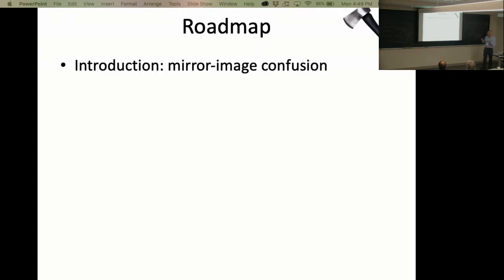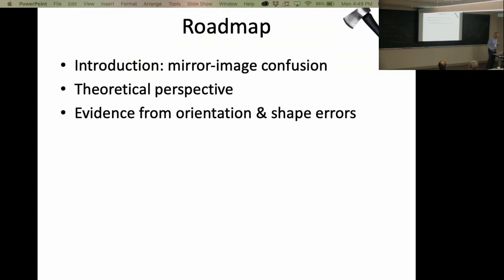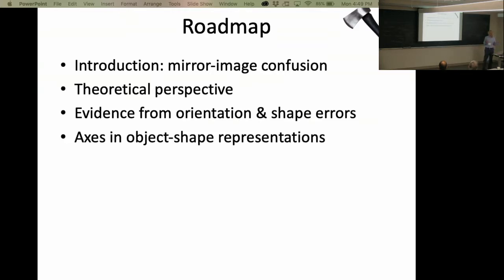So here's how I'm going to try to proceed. First, I'm going to introduce the topic by talking about the notion of mirror image confusion, because this is going to turn out to be central to the evidence that I'm going to talk about. And then I'll lay out the theoretical perspective I mentioned a moment ago and talk about evidence from orientation and shape errors. And finally, I'm going to look a little bit at how the visual system assigns axes to object shape representations. You can see I'm going to touch on a lot of the points that have come up earlier, maybe from a slightly different perspective.